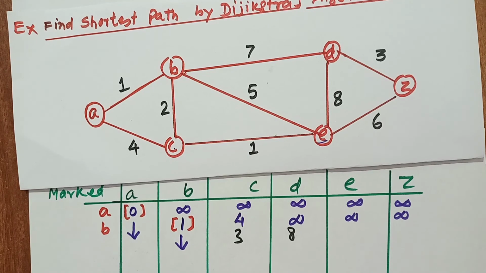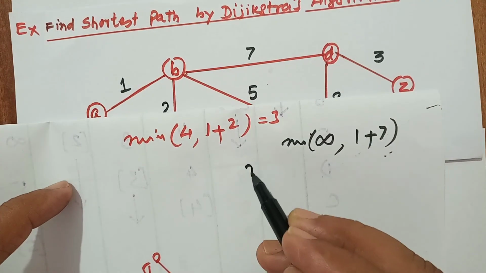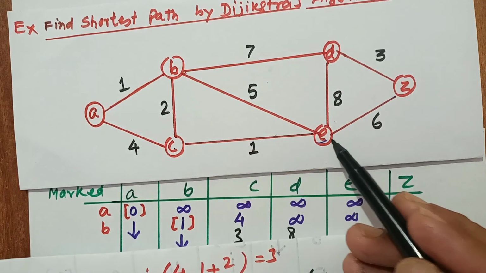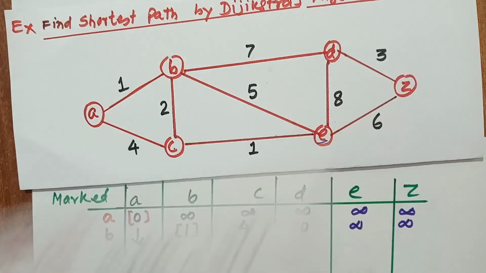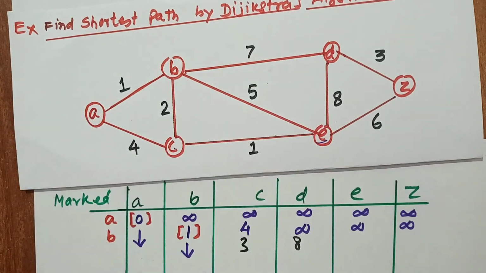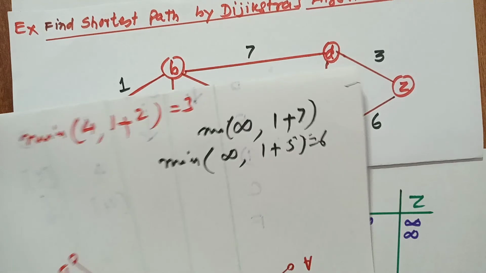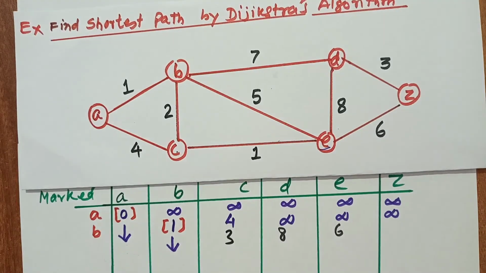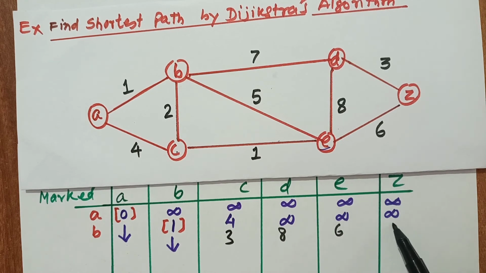Now B to E. So again the formula, B to E. So for B to E, minimum of the old value of E, which is infinity. So infinity. What is the marked value? The marked value is 1. So here 1 plus what is the weight? The weight is 5. Okay, so this is 6. So we will write here 6. Okay, now since this is not directly connected, so we will write it as it is, infinity.